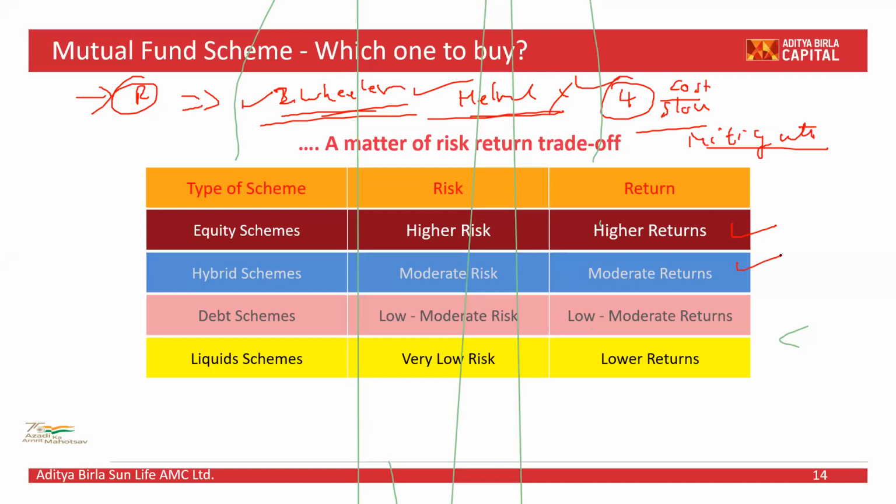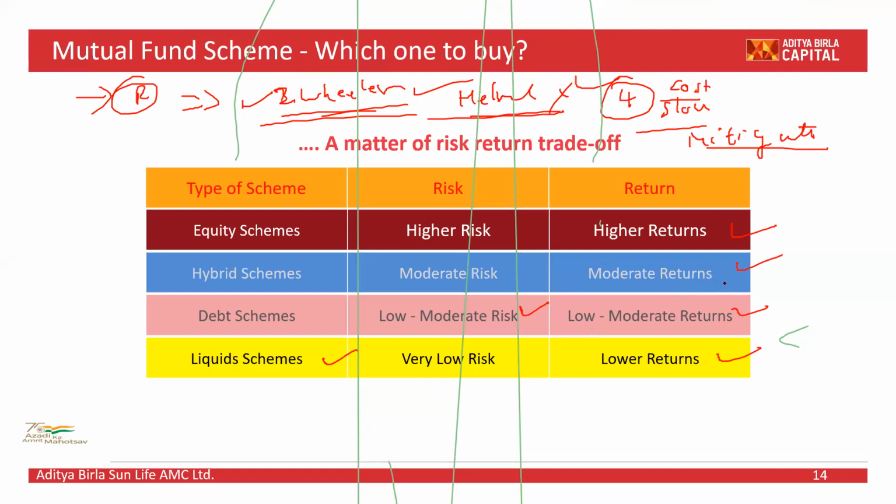Similarly, with hybrid schemes, the risk factor is comparatively less than equity, but returns will also be comparatively lower than equity. They will give you moderate returns. Go for debt schemes, fine. Risk will be more or less low, and returns will be equally low. And go for liquid schemes. Of course, risk will be very low, as good as negligible, and returns will also be very low.